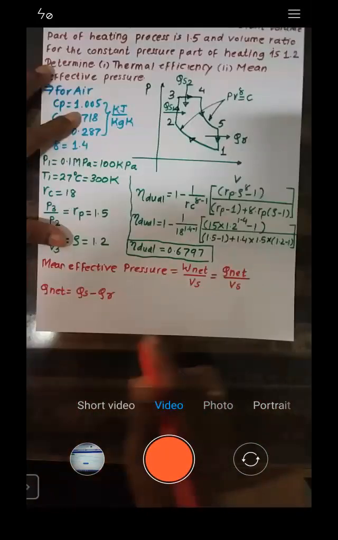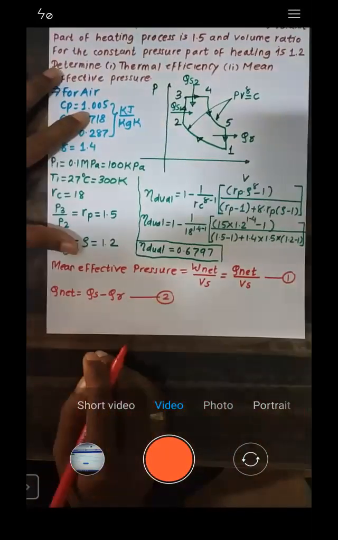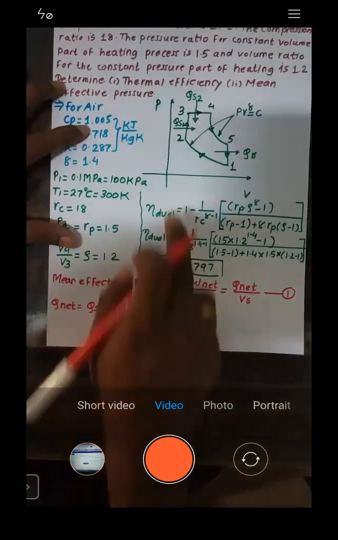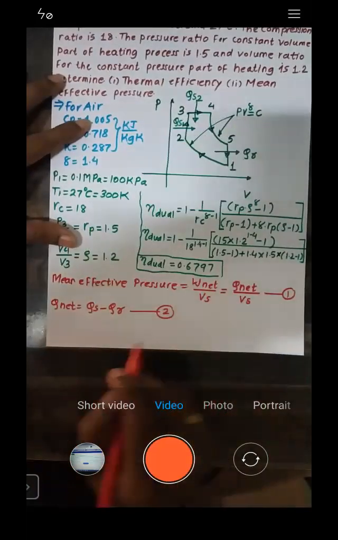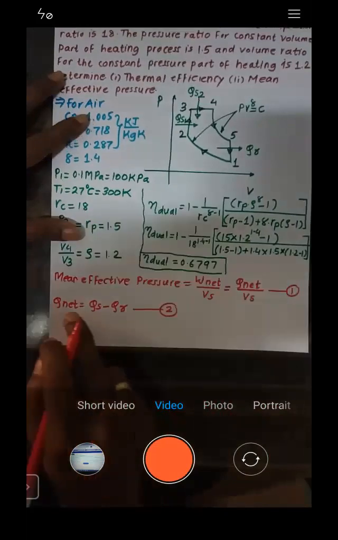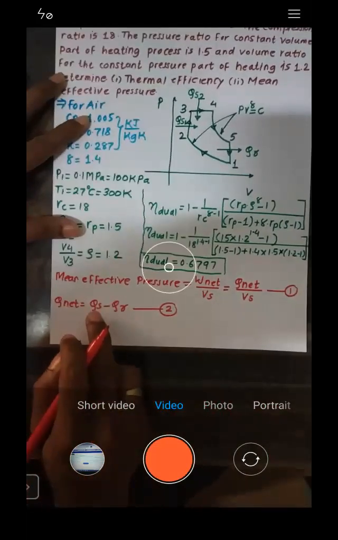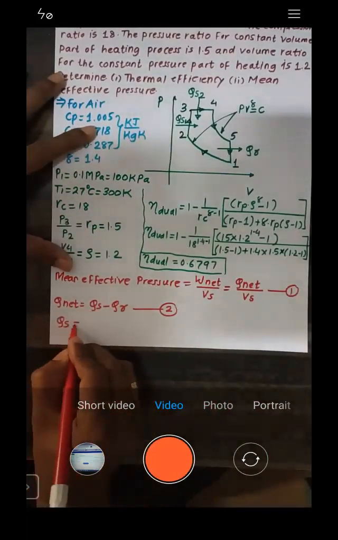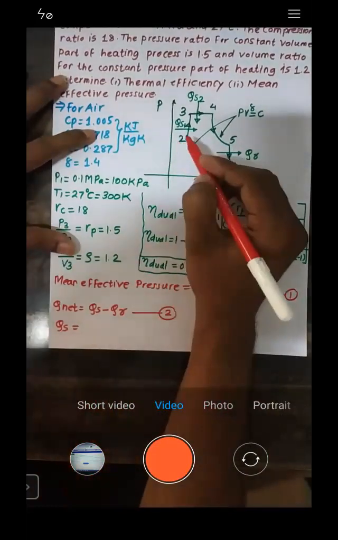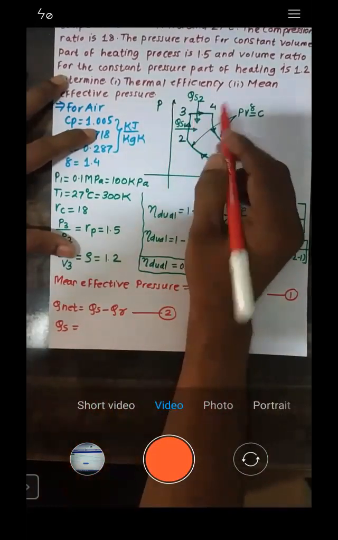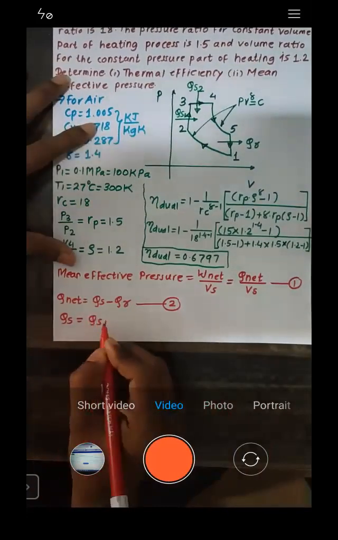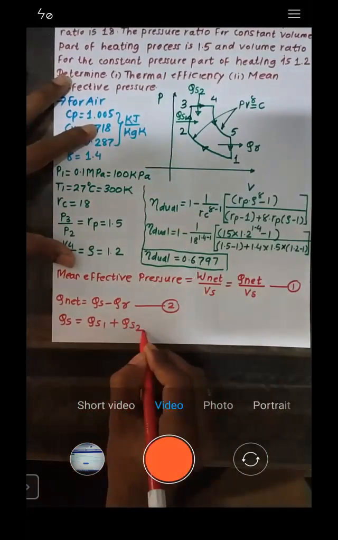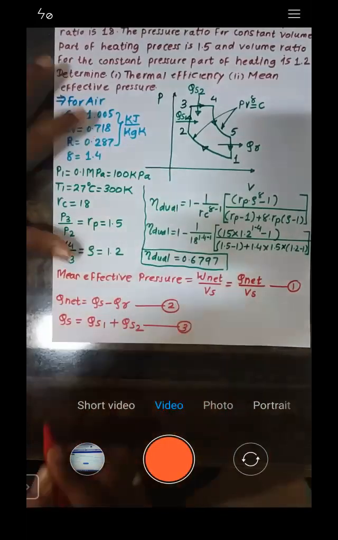I'll write down this equation as number 1. Let this be equation number 2. Mean effective pressure is the ratio of net work upon swept volume. But as it's a cycle, net work transfer is equal to net heat transfer, upon swept volume. Now, how to calculate net work done? Net work done is what is supplied minus what is rejected. How to calculate heat supplied? Heat is supplied during two processes, during 2 to 3 and during 3 to 4. So that is QS. Let me write this as equation number 3.